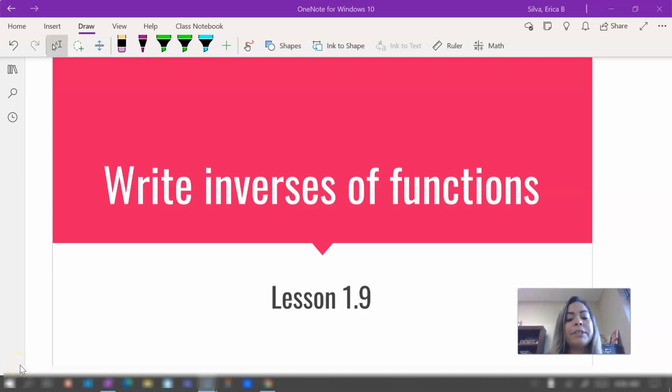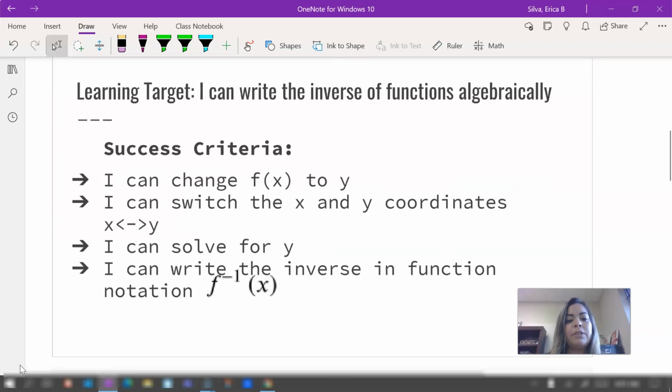We've already graphed inverses. Now we're going to learn how to write them algebraically. So our learning target is that I can write the inverse of functions algebraically. To be successful, we need to be able to change the f of x to y, switch the x and the y coordinates, solve for y, and then write the inverse in function notation.